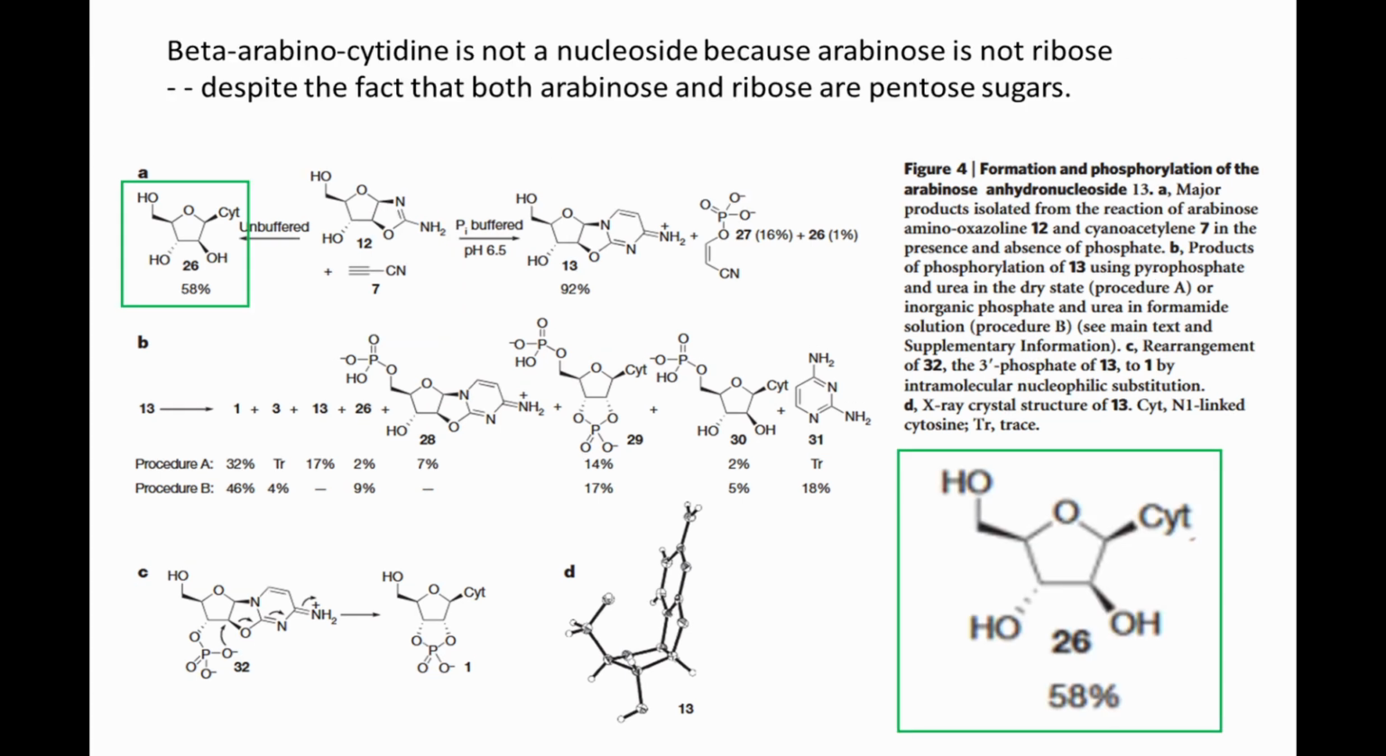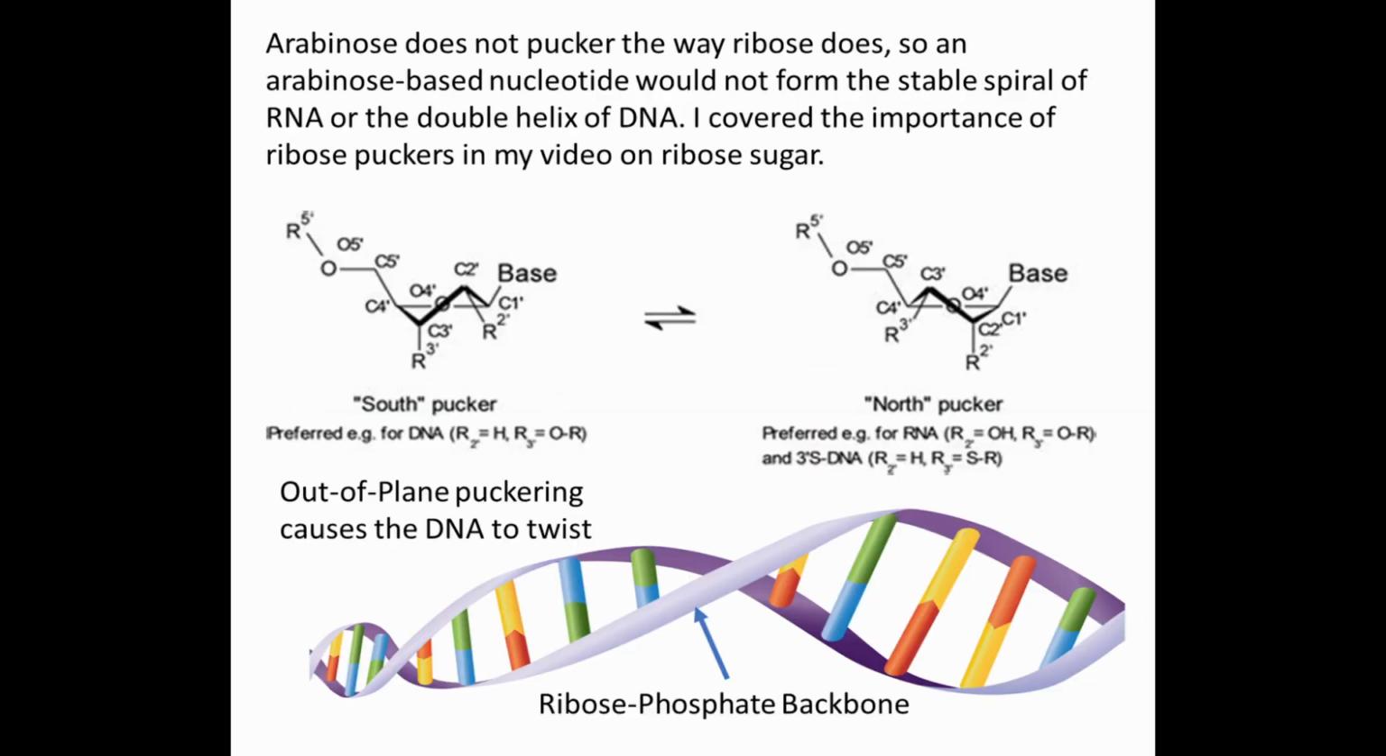Beta-arabinocytidine is not a nucleoside because arabinose is not ribose, despite the fact that both arabinose and ribose are pentose sugars. Arabinose does not pucker the way ribose does, so an arabinose-based nucleotide would not form the stable spiral of RNA or the double helix of DNA. I covered the importance of ribose puckers in my video on ribose sugar.